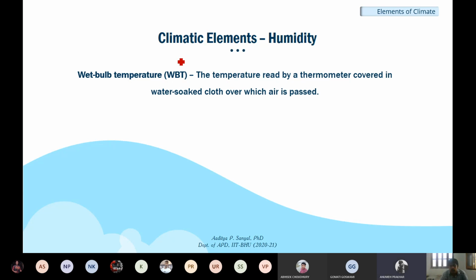The cloth is water soaked. What happens when air is passed over it? Sir, but what does it have to do with lowering the temperature? The water evaporates when some hot air is passed through it, maybe.